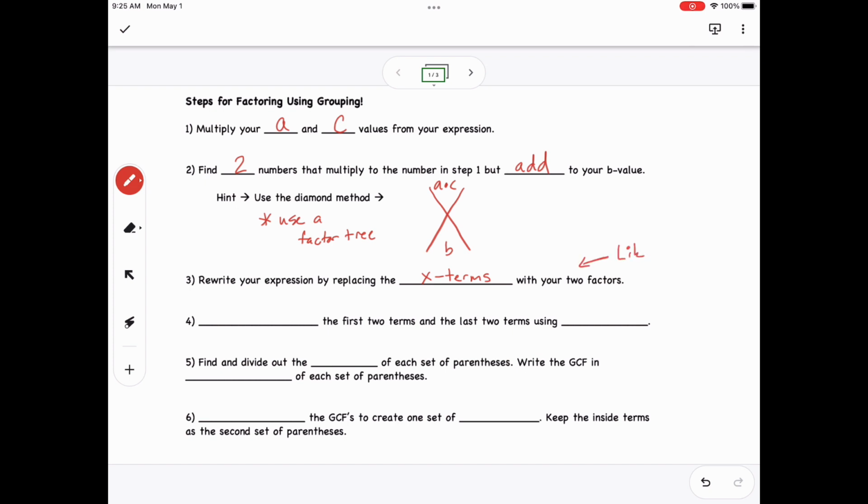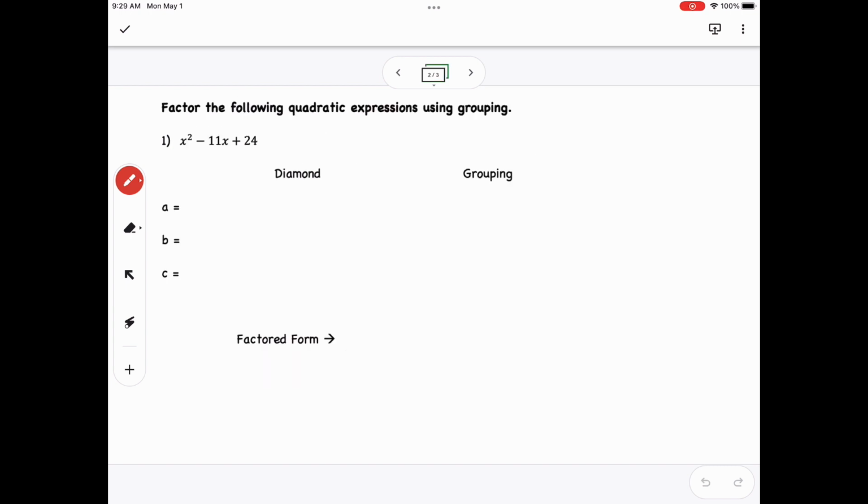We're going to rewrite our expression by replacing the x terms with the two factors, like we did for the box method. But here we're going to change it up a little bit. We group the first two terms and the last two terms using parentheses. Then we find and divide out the greatest common factor of each set of parentheses, and write the greatest common factor in front of each set of parentheses. So they're kind of our leftovers. Then we group the greatest common factors in one set of parentheses and the leftovers in another set of parentheses.